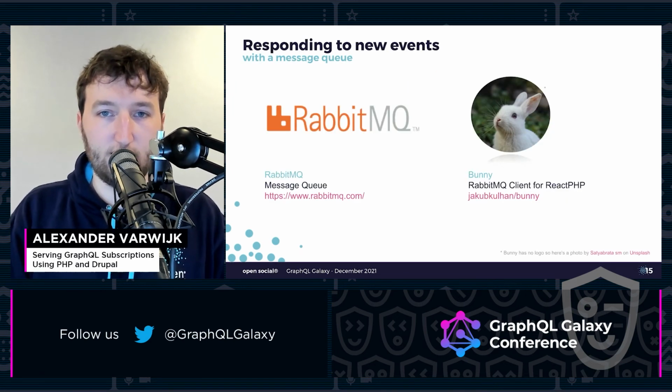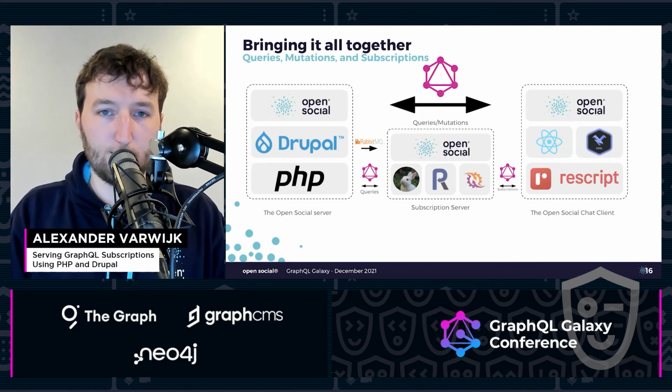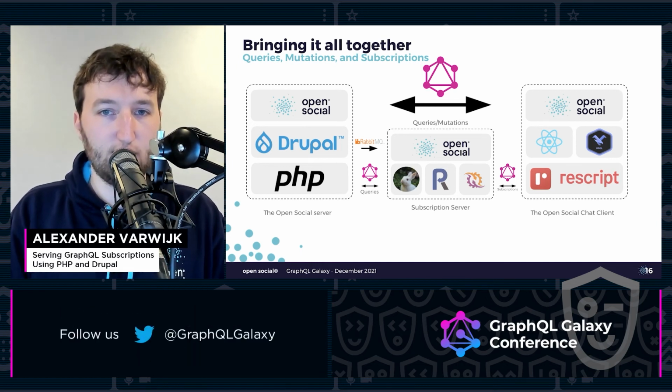For this, we can introduce a message queue. We chose RabbitMQ because there was an easy-to-use library available for ReactPHP called Bunny. Plugging this last piece in, we now have a system that can accept GraphQL subscriptions from our chat client. When a user sends a new chat message, the client will perform a GraphQL mutation, which puts a message on the RabbitMQ queue, notifying the subscription server of new data.